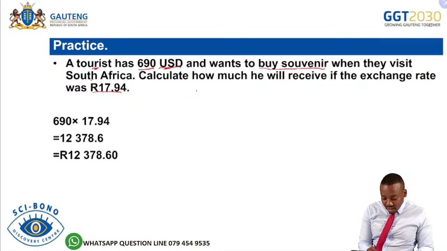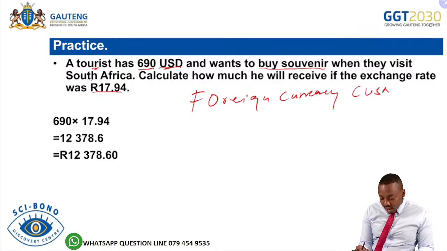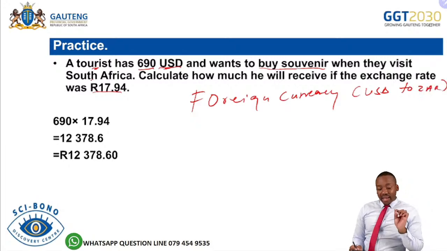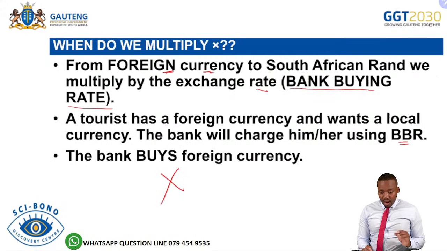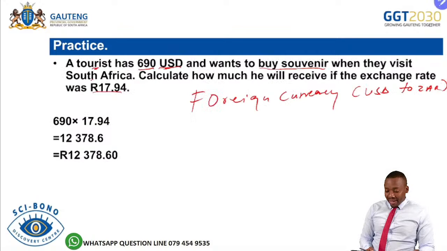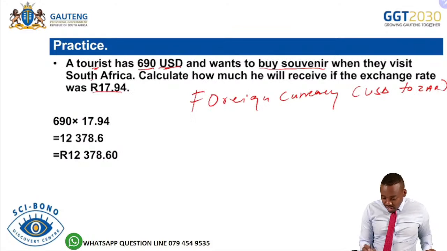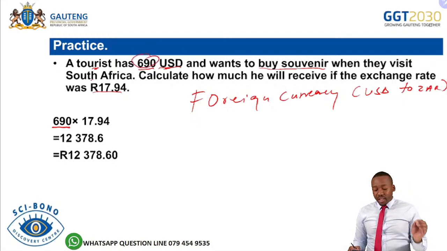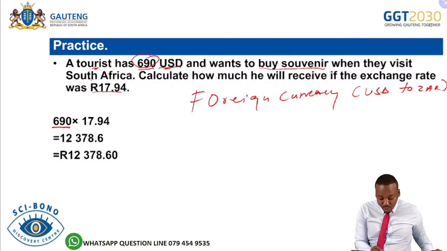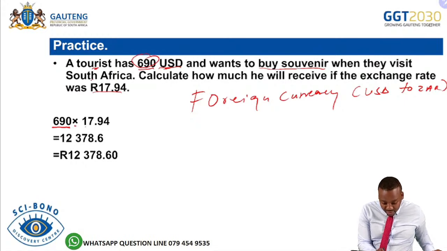So we are converting what? Foreign currency, which is what? US dollars to South African rand. And then I said what? Let's go back. From foreign currency to South African rand, what do we do? We multiply. So what are you going to do? Here it is. There's the 690. You will take this 690 and this person has what? Foreign currency. So what do I do? I multiply by 17.49.